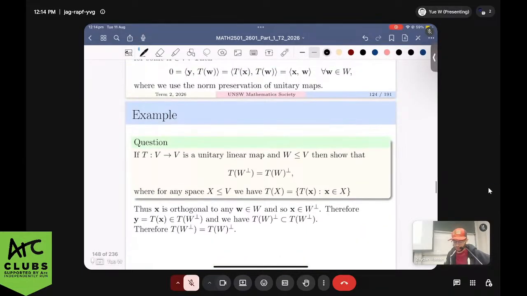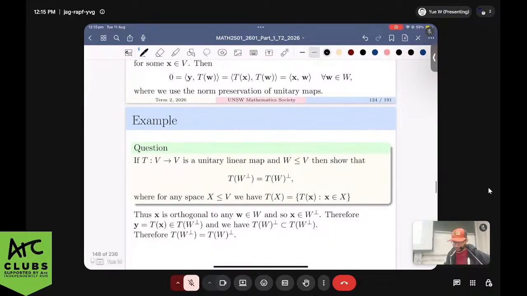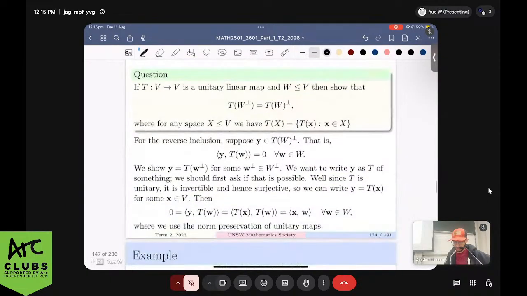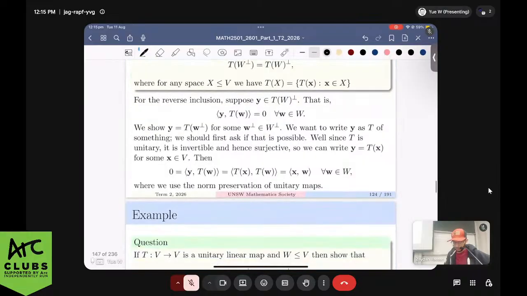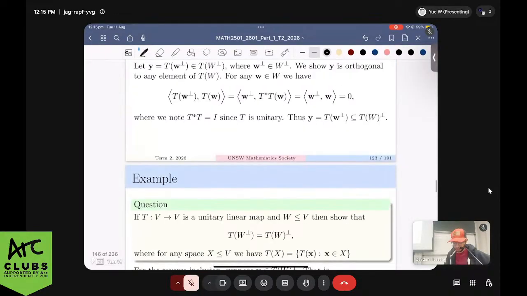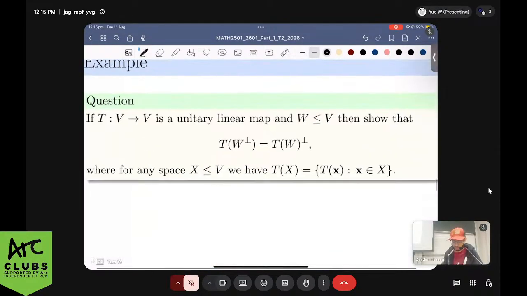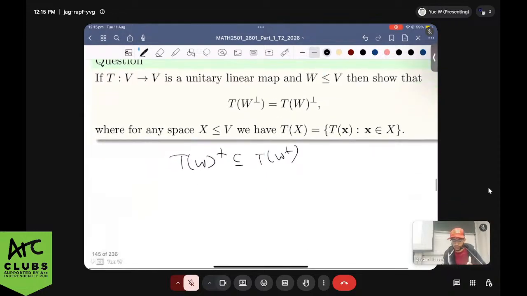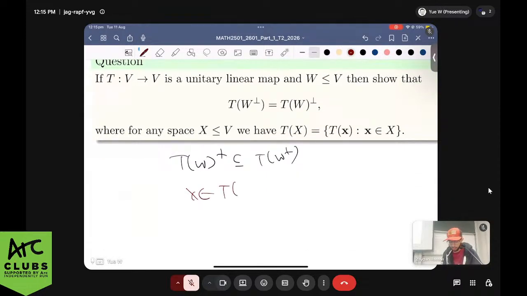Okay, I think this one isn't actually too bad. Which one was the more difficult direction? I think I'll just do that one. So we'll suppose T of W perp. I'm just going to show T of W perp is a subset of T of W perp. So suppose you have x is in T of W perp.